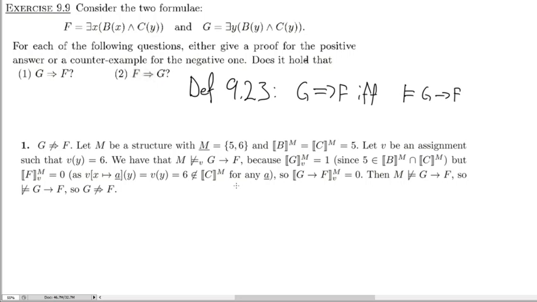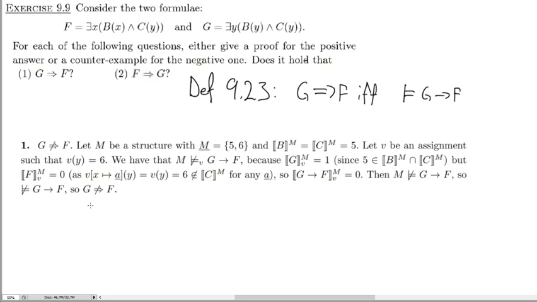So this implication, since the antecedent is true and the consequent is false, is evaluated to 0, which means that G implies F is not satisfied under the structure M, which means that G implies F is not satisfied under every structure. So it's not a tautology, it's not valid. And by definition 9.23, this means that F is not a logical consequence of G.